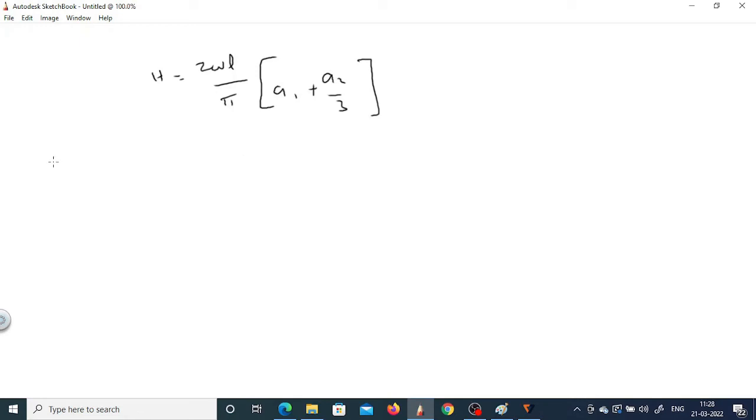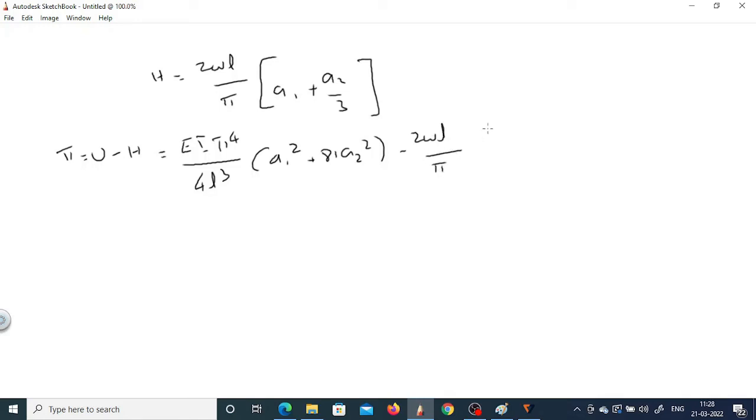After identifying this U and H, I substitute into the potential energy equation, which is pi is equal to U minus H. From this I can get EI. What is the U formula I identified? You referred to it in our previous video. U equals EI pi power 4 divided by 4L cube into A1 square plus 81 A2 square, minus. What did we get for H here? Yes, H is equal to minus 2WL divided by pi into A1 plus A2 by 3. Likewise, we got it.